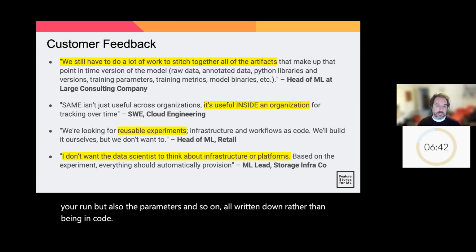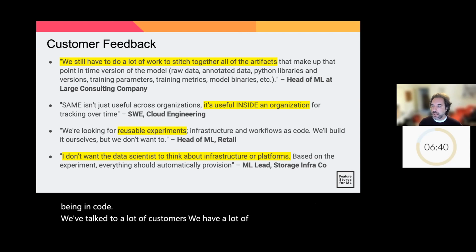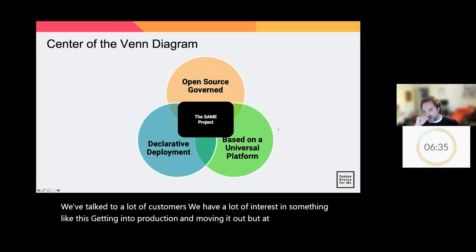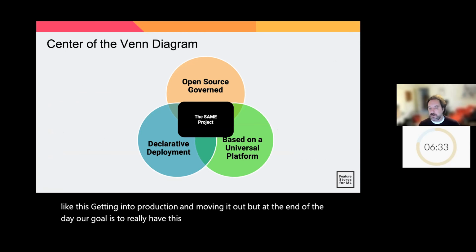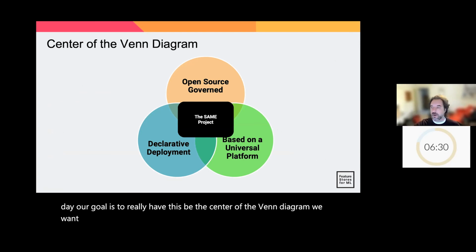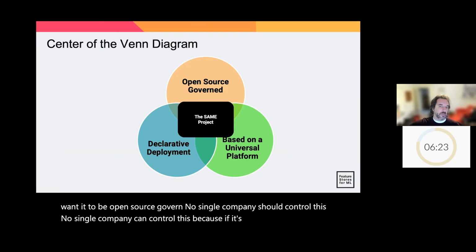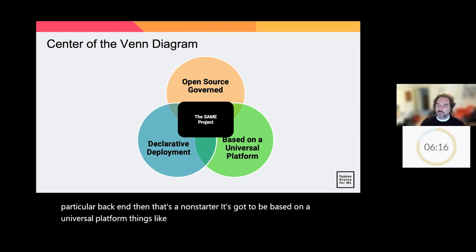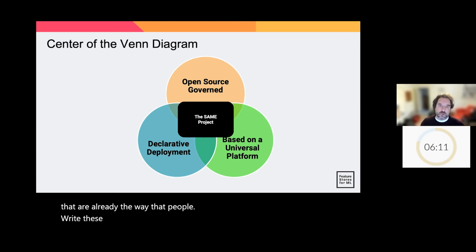We've talked to a lot of customers. We have a lot of interest in something like this, getting it to production and moving it out. But at the end of the day, our goal is to really have this be the center of the Venn diagram. We want it to be open source governed. No single company should control this. No single company can control this, because if it only works with your particular backend, then that's a non-starter. It's got to be based on a universal platform. Things like YAML and Jupyter and so on that are already the way that people write these things. No new SDKs or other things like that have to be required.